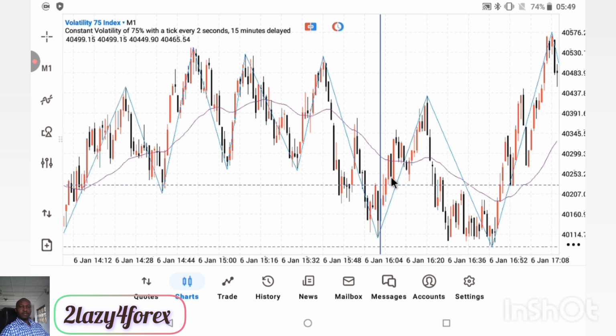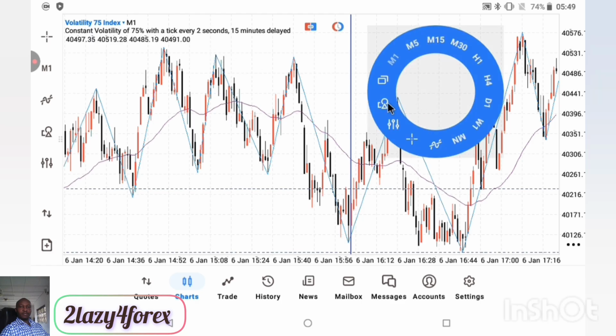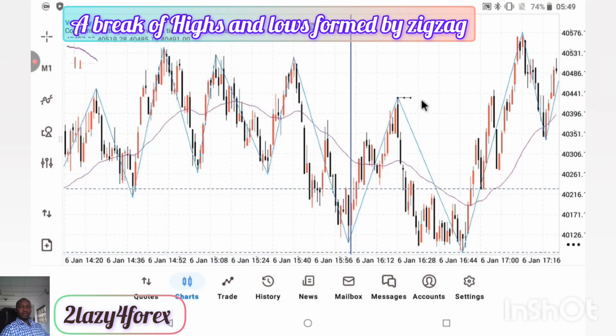According to the strategy, you look for the break of a high, the lowest lower high. So this is a low, a lower high, a low, a lower high, a low. This is the last lower high. This high was not broken, this one was not broken. It is this one that got broken, a break of the lowest high. That is what you're looking for.